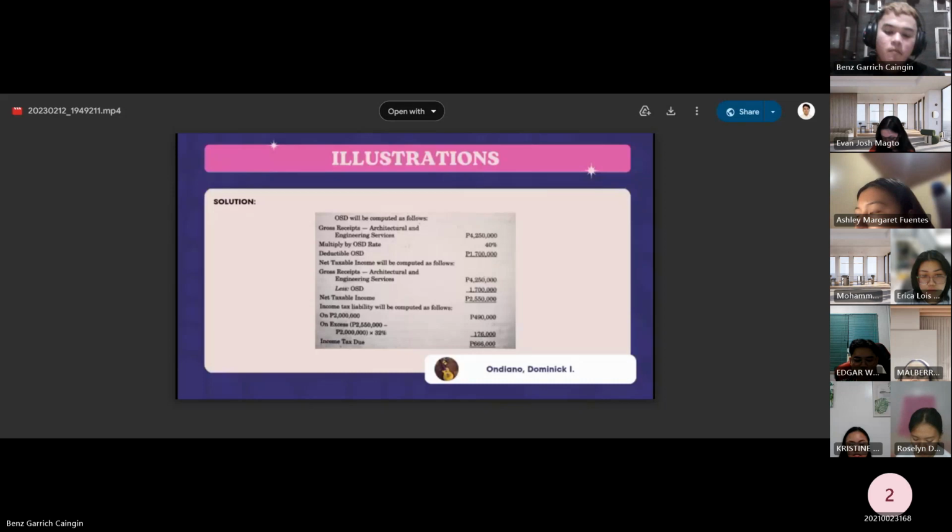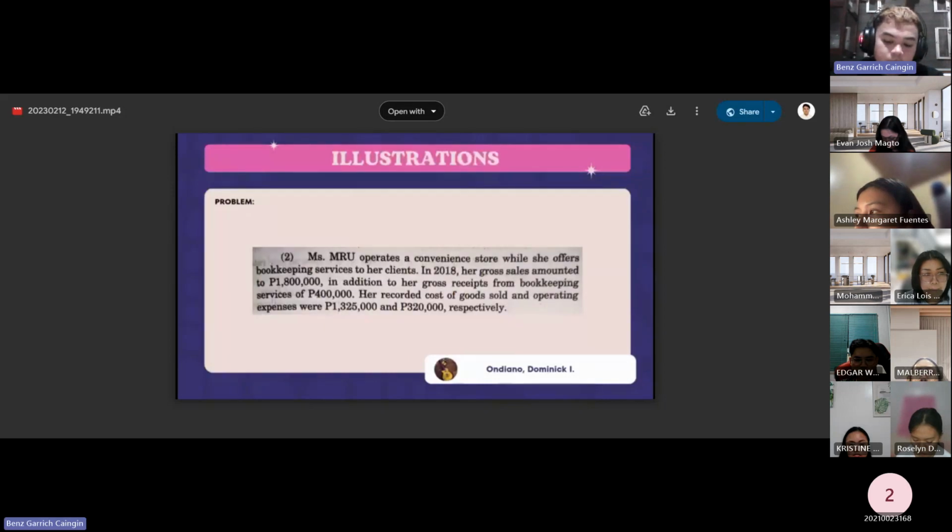Now for problem number 2. Ms. MRU operates a convenience store while she offers bookkeeping services to her clients. In 2018, her gross sales amounted to 1,800,000 pesos. In addition to her gross receipts from bookkeeping services of 400,000 pesos, her recorded cost of goods sold and operating expenses were 1,325,000 and 320,000 respectively.